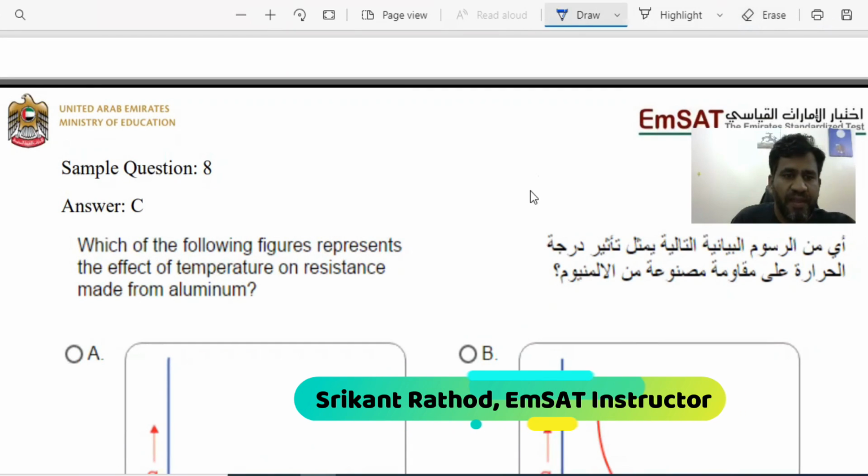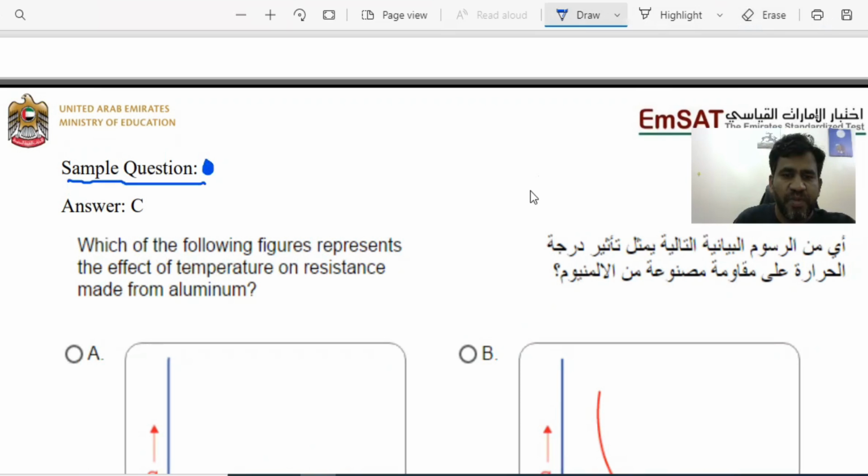Sample question number 9. Actually, it has been mentioned 8, but according to the order, this question must be question number 9. So, which of the following figures represents the effect of temperature on a resistance made from aluminium? Basically, here they are asking us how the temperature and the resistors are related for aluminium. So, remember, aluminium is a conductor, isn't it?